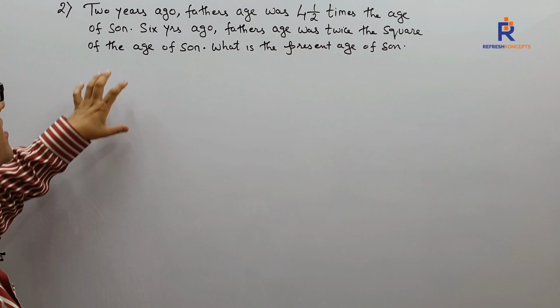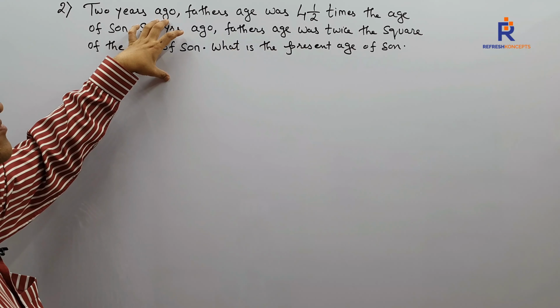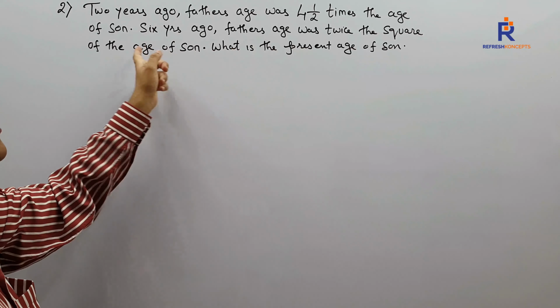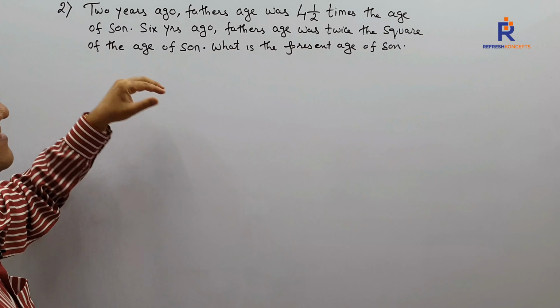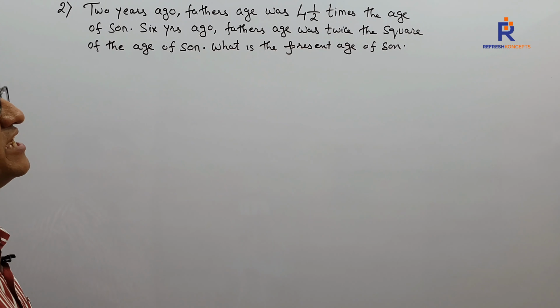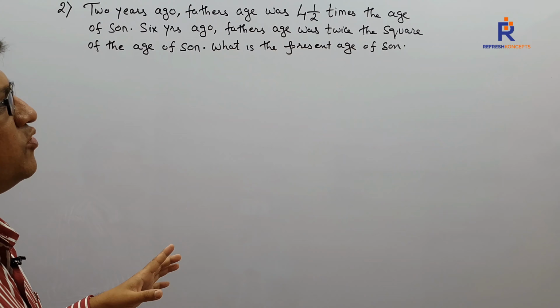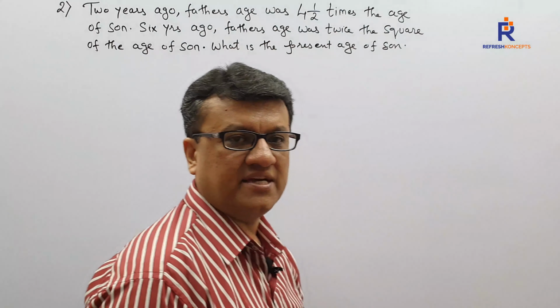So, 2 years ago, father's age was 4.5 times the age of the son. 6 years ago, father's age was twice the square of the age of the son. What is the present age of the son?